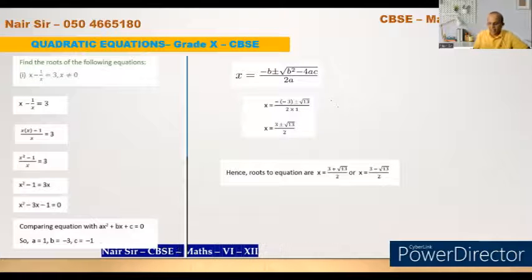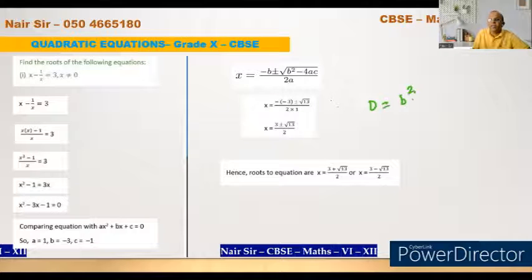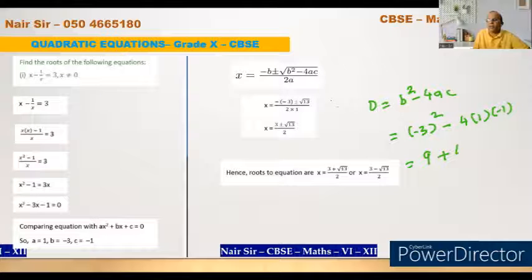Again, remember that whenever you are solving, d is nothing else but b square minus 4ac. And what is b? b is minus 3, the whole square. Minus 4, a is what? 1. What is c? Minus 1. Okay. 3 3s are 9. Minus and minus becomes plus. 4 ones are 4. So what does d become? d becomes 13. And this goes into the square root.